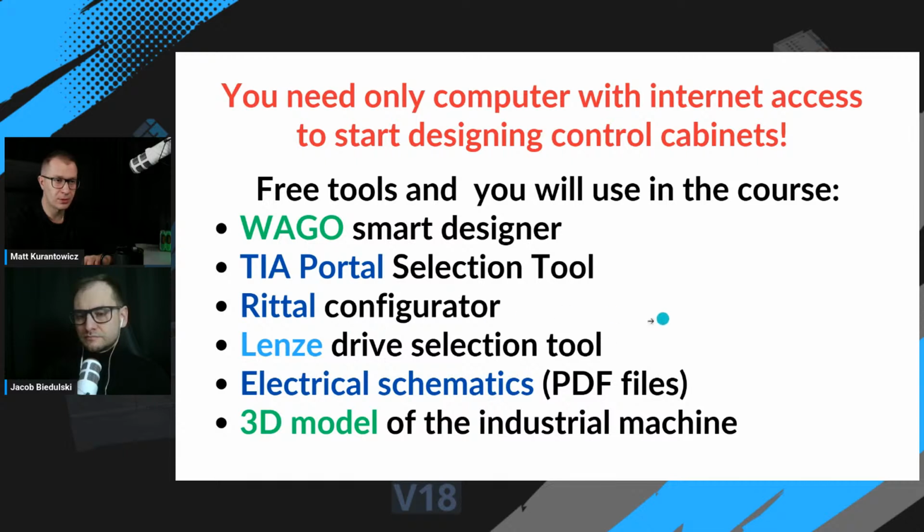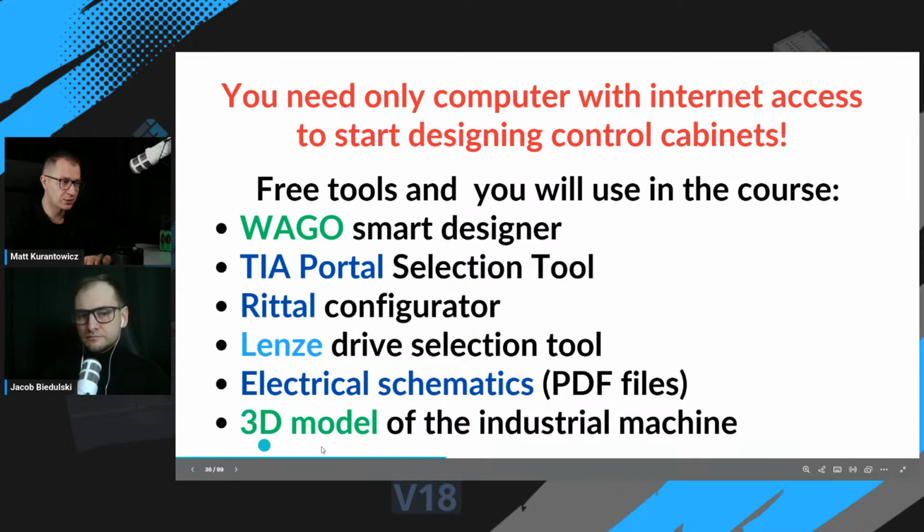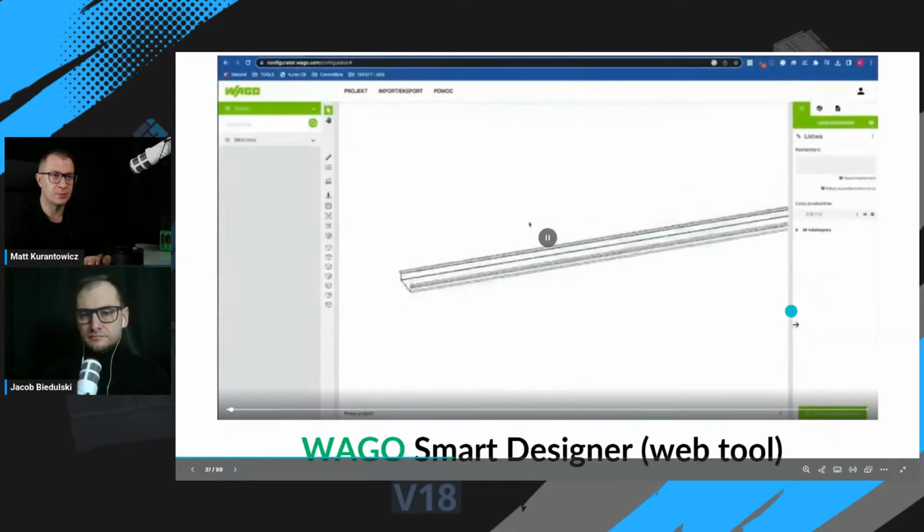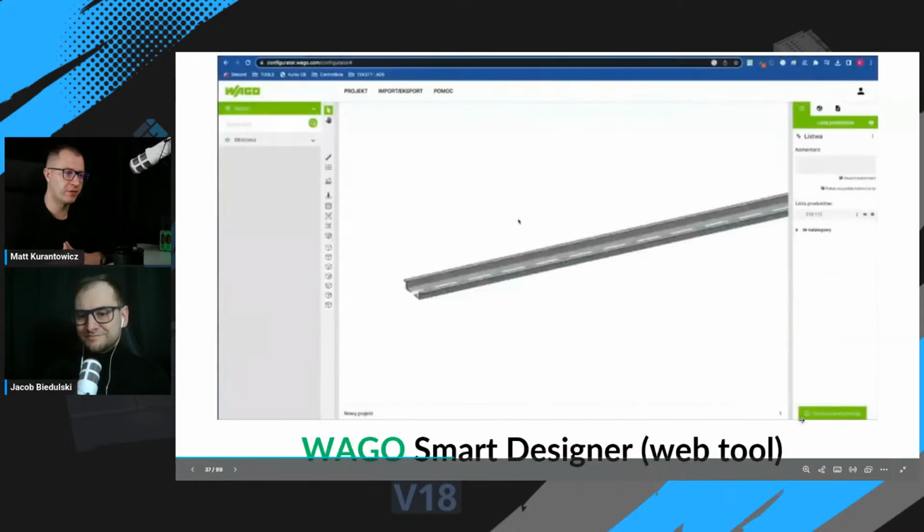But the most important part is that you will get access to our electrical schematics in PDF files and get access to the 3D model of the industrial machine. So you will use free tools and we will give you files for the machine. Okay, so here we have the first tool.